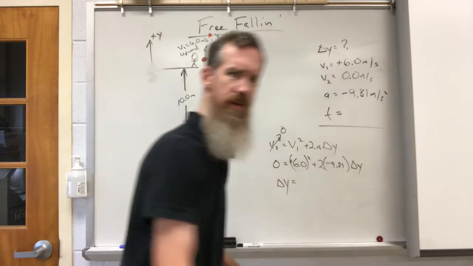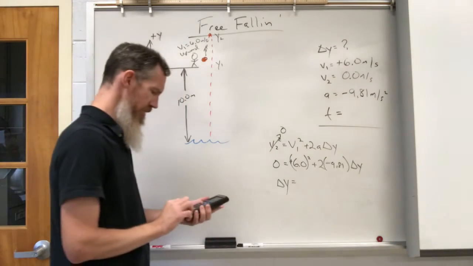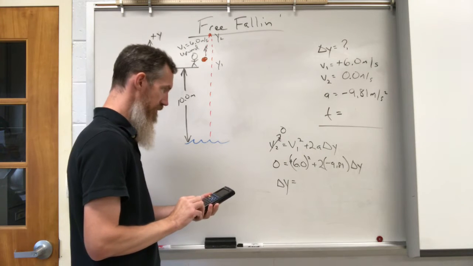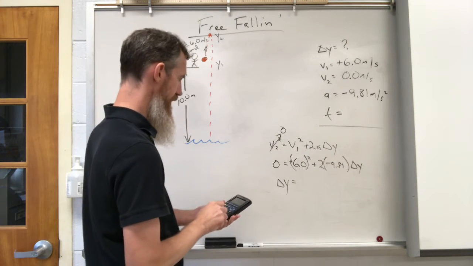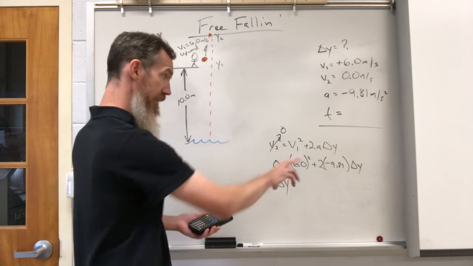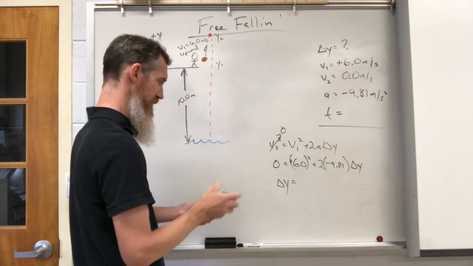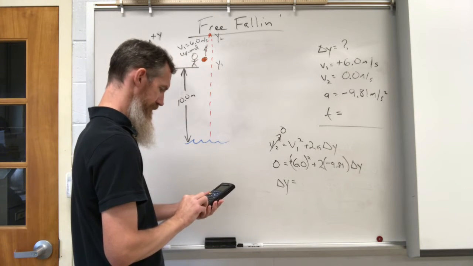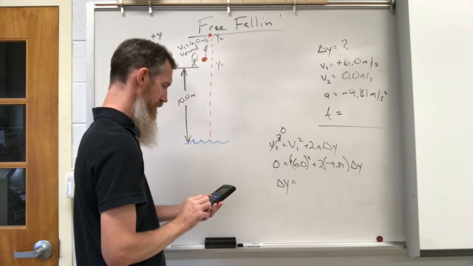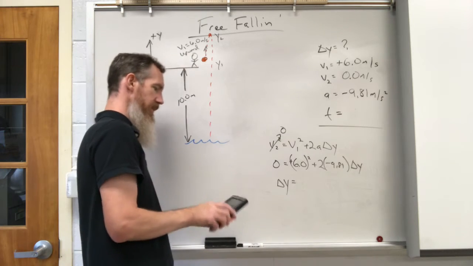There's no tricks with square roots or anything here. So we're just going to go and solve it. It's going to be 36 divided by, and the negatives will cancel out because this object is moving upward, 19.62, which gives 1.83 meters.